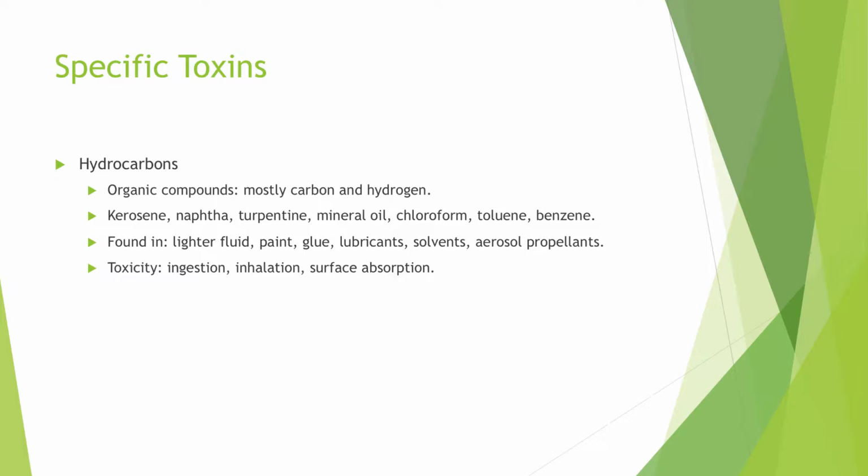But we have stuff like this. Hydrocarbons come off of things like kerosene, turpentine, mineral oil, chloroform, toluene. We don't see that in a lot of places, but there's a lot of places where that's at in the industrial areas, in benzenes. Where do we find hydrocarbons? Lighter fluid, paint, glue, solvents, lubricants, aerosol propellants have this stuff in them.